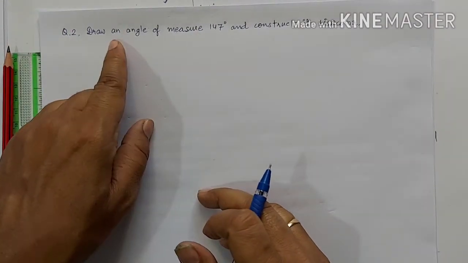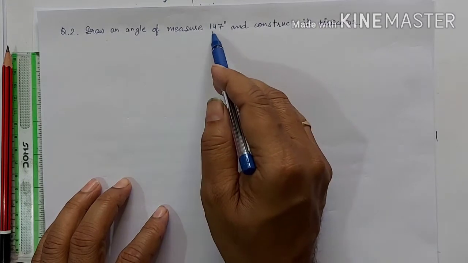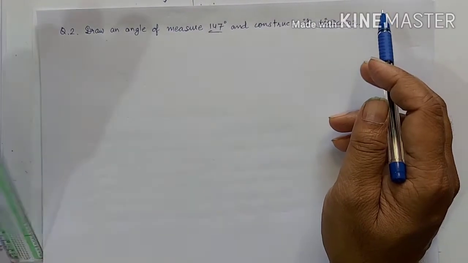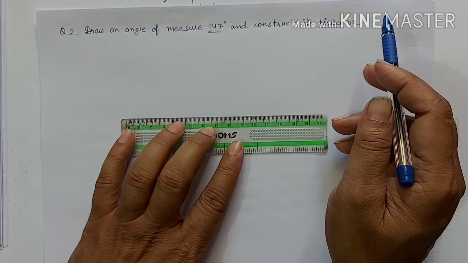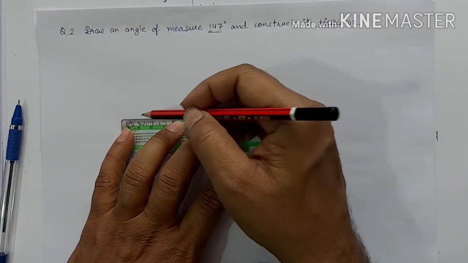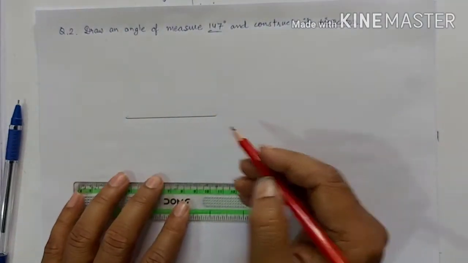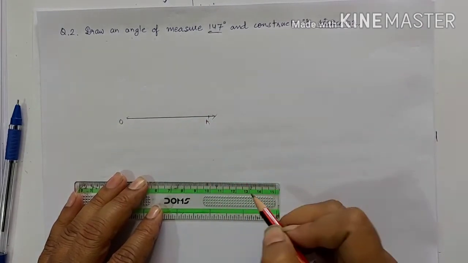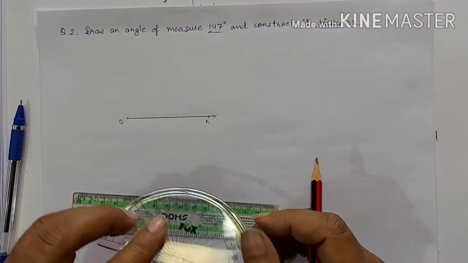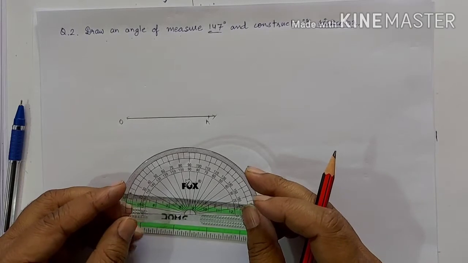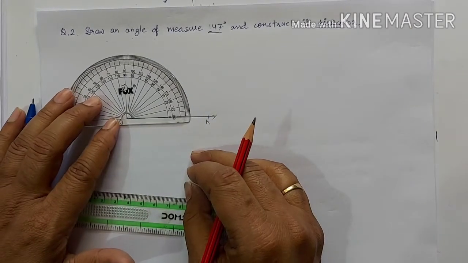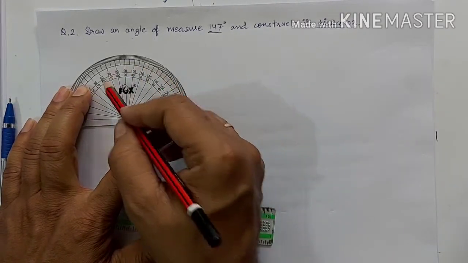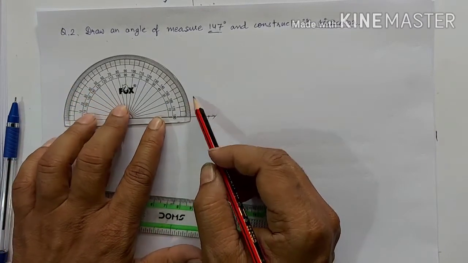The question is draw an angle of measure 147 degrees and construct the bisect. Okay, first draw a line segment OA, this is the point O and here point A. And by the protractor you draw 147, because with the compass you cannot draw the angle of 147. This is the arm line of the angle and you count on this side.